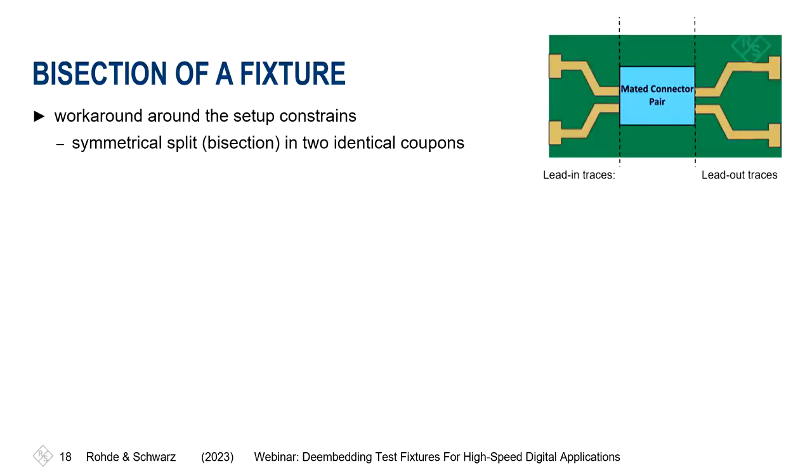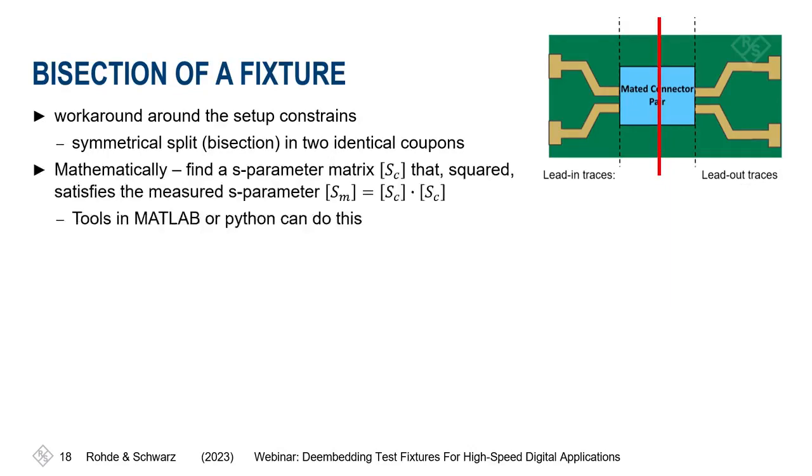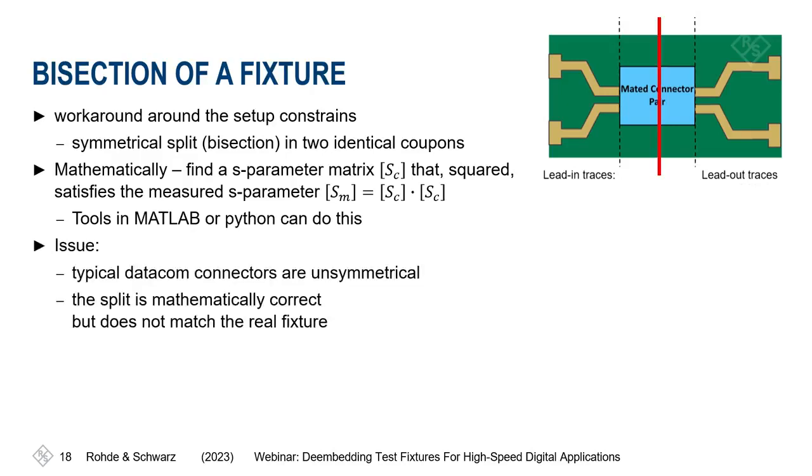Before we go to the overview, I will quickly pick up something called a bisection of the fixture. This is very popular. A lot of people do that. It's a workaround if you don't want to measure that individually, and I want to show you the effects of that. We have a symmetrical split, a bisection of 2 identical coupons, just in the middle. Mathematically, it's defined with a measured S-parameter matrix SC, and that squared together should satisfy the measured S-parameter matrix. There are tools in MATLAB and Python that can do this. But the issue is, typical data connectors are not symmetrical.